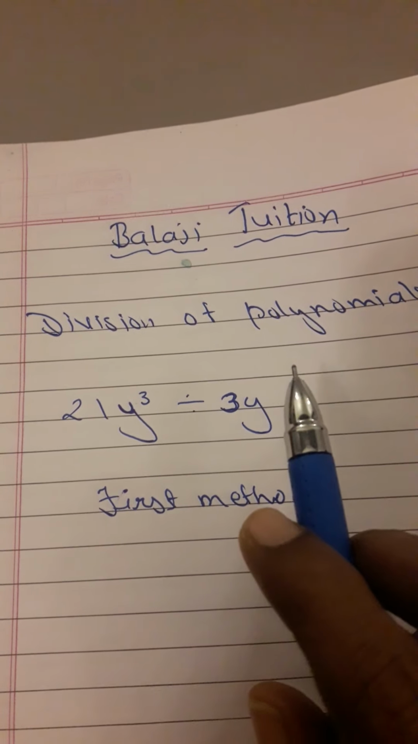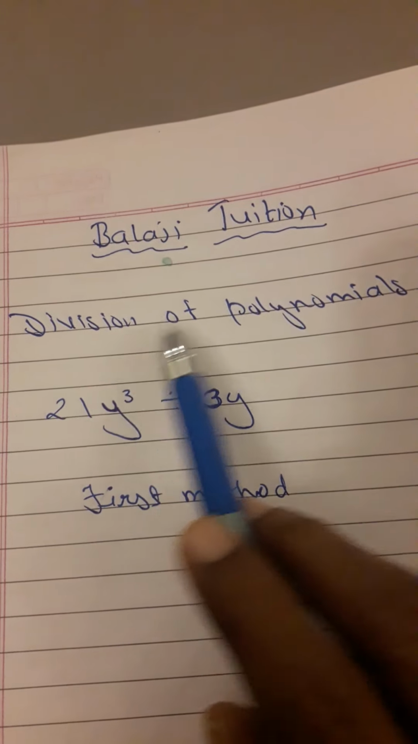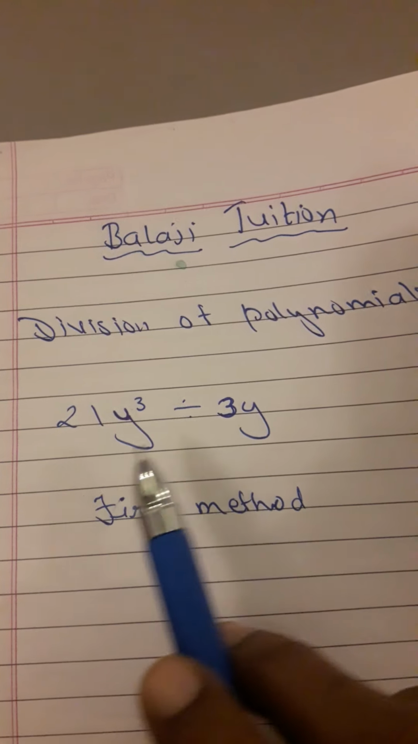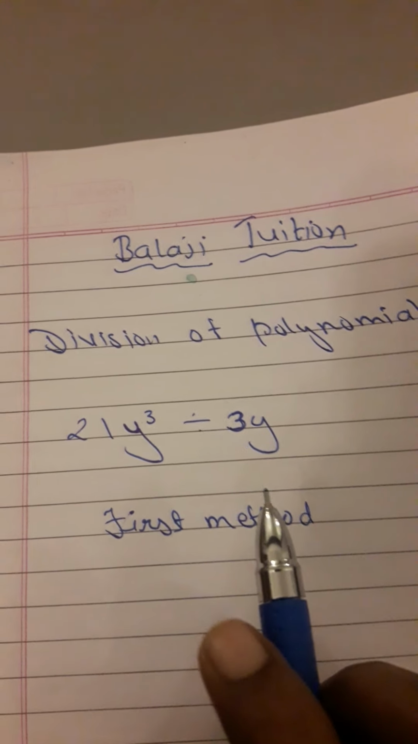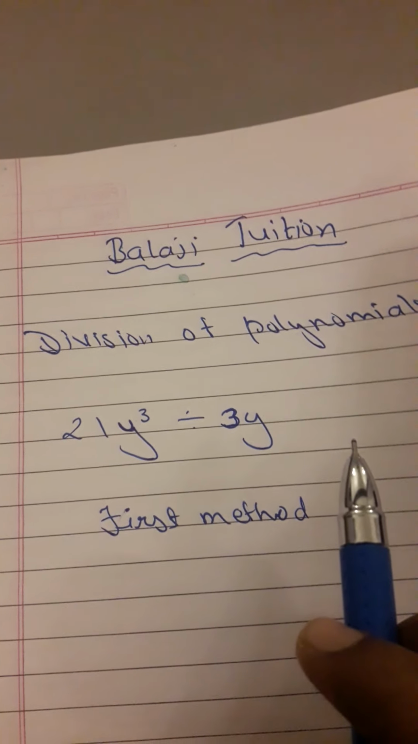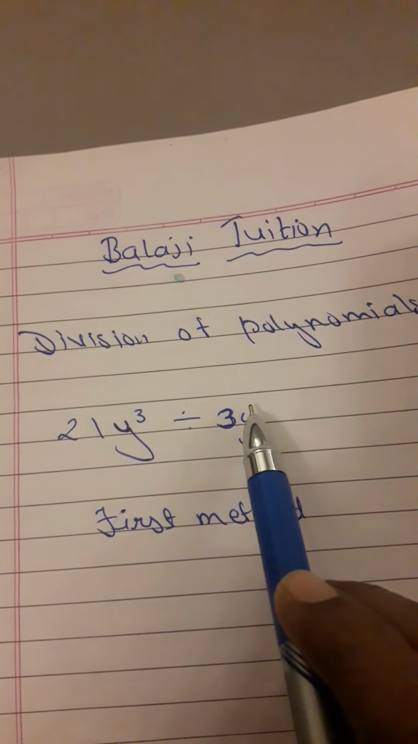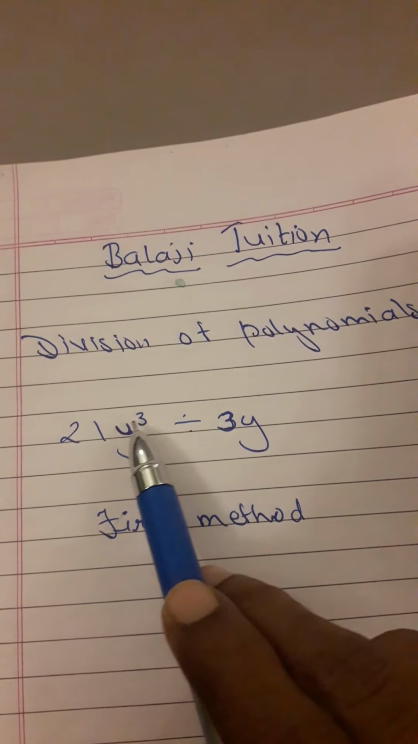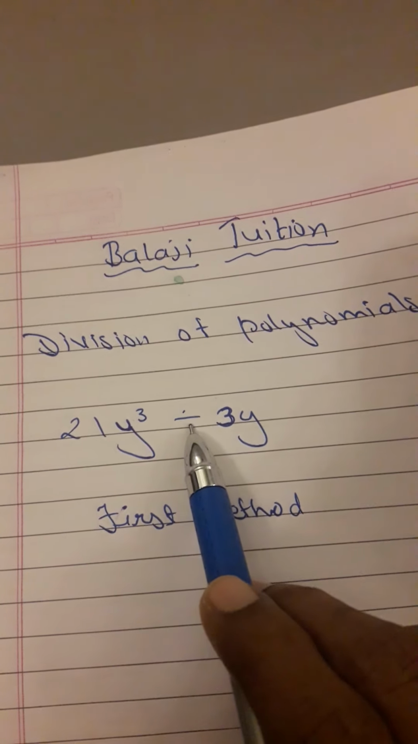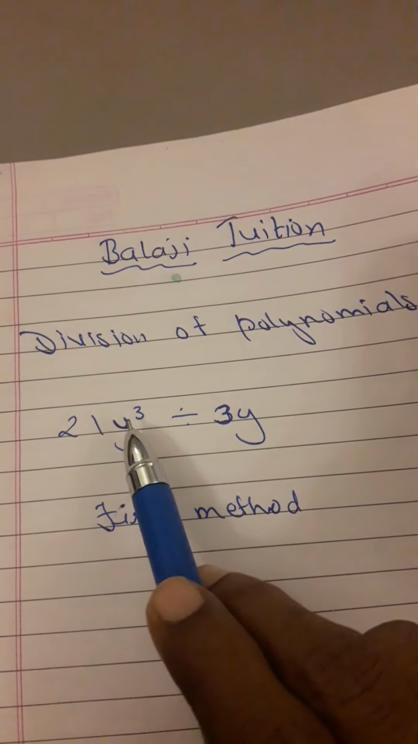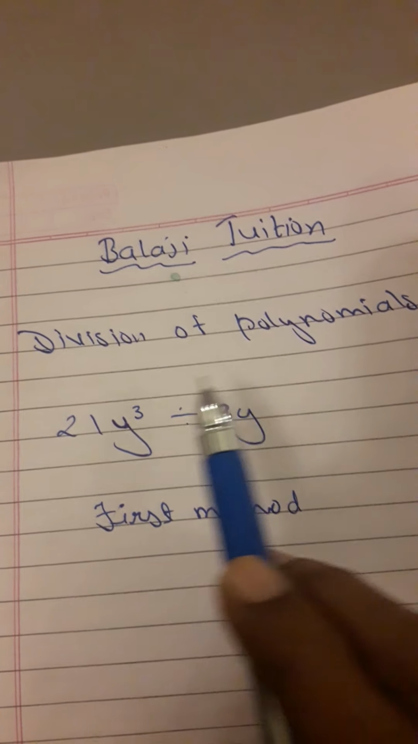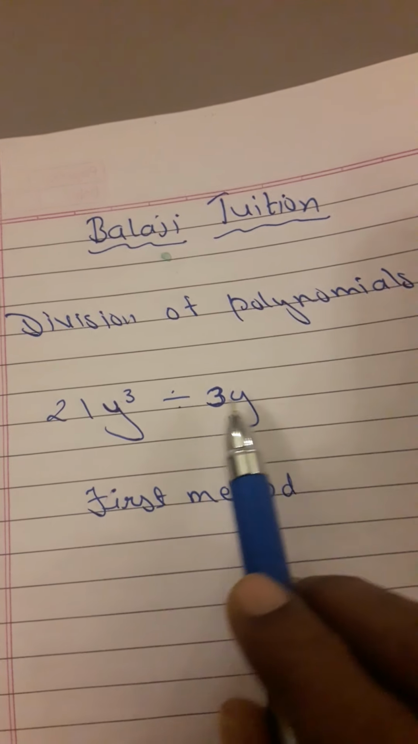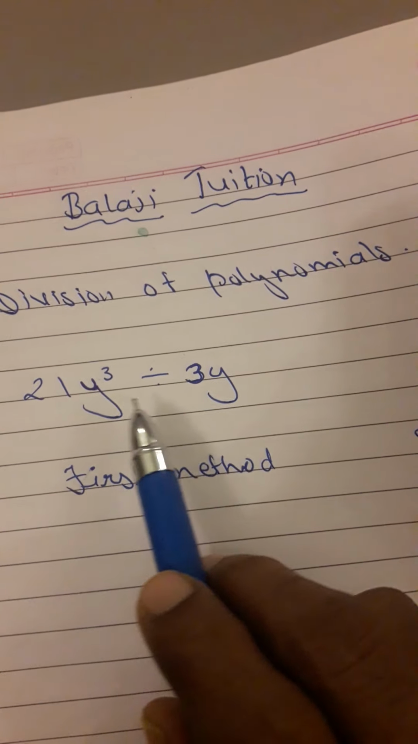Today we will discuss the last topic of polynomials, that is, division of polynomials. In the previous videos I explained that in multiplication you have to add the index of the variable, but in case of division you have to subtract the index. Here the index is 3 and here the index is 1, so 3 minus 1 will give you 2. Remember, in division you subtract the index.